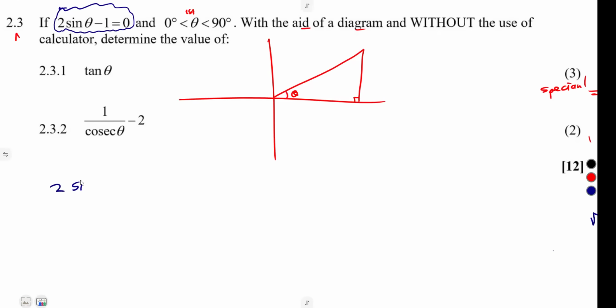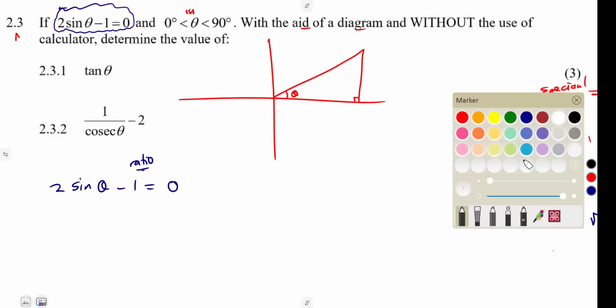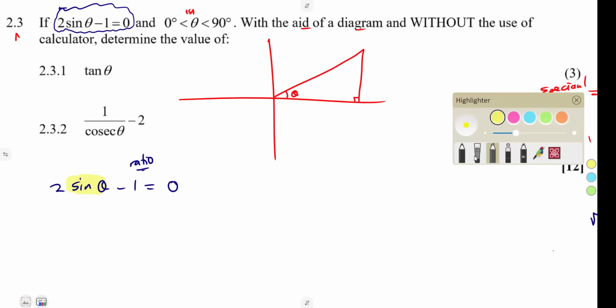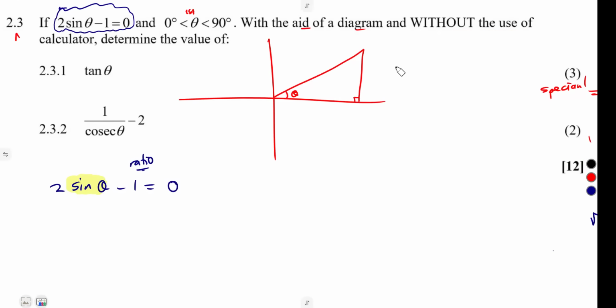So let's form 2 sine theta minus 1 is equal to 0. Let's form the ratio, and that ratio is going to be for sine of theta. That is the one that we need to use here to fill in our diagram, because we are told that we must use a diagram without the use of a calculator. So let's fill in from what we are given. This statement, use it. So solve for sine theta. Find what sine theta represents as a ratio.